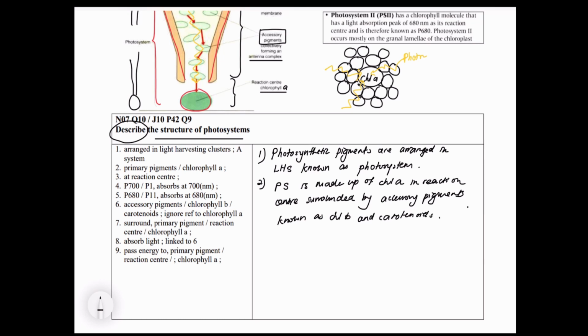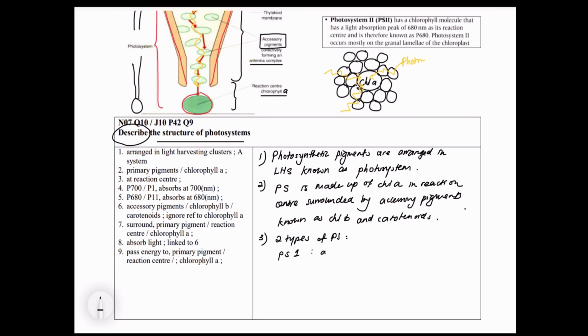Then what else can we talk about? As you know, we have two types of photosystems. One is known as photosystem 1 and the other is photosystem 2. The arrangement of the pigments is the same. The only difference is photosystem 1 has an absorption peak at 700 nanometer, whereas photosystem 2 has an absorption peak at 680 nanometer. So it's just the absorption peak that makes them different. Other than that, everything else is the same.